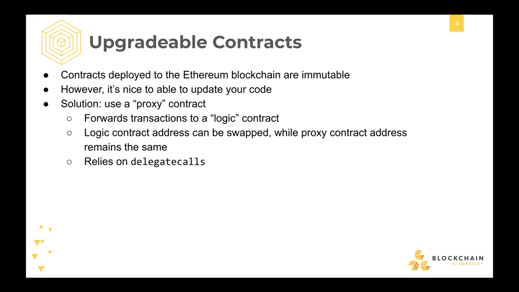And the idea here is to use something called a proxy contract, which will forward transactions, similarly to the time lock controller that we just looked at. It'll forward function calls to a logic contract. And so the address of the logic contract can change. It can be updated, different code can be written. But the proxy contract will always keep using the same one. And it'll just make what are called delegate calls to this logic contract to execute functions in it. And I think y'all have learned about delegate calls.